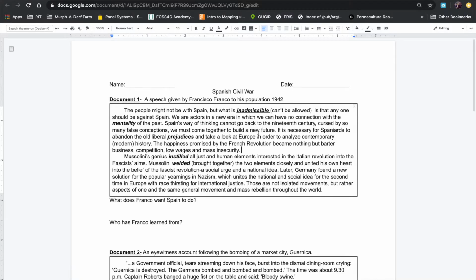So again, I'm comparing this to past times in history. I'm thinking about the fact that Franco is saying this himself. So when this document says it is necessary for Spaniards to abandon the old liberal prejudices, that's him saying, this is what I want you to do. But I'm not going to really underline that because I have no idea what old liberal prejudices are.